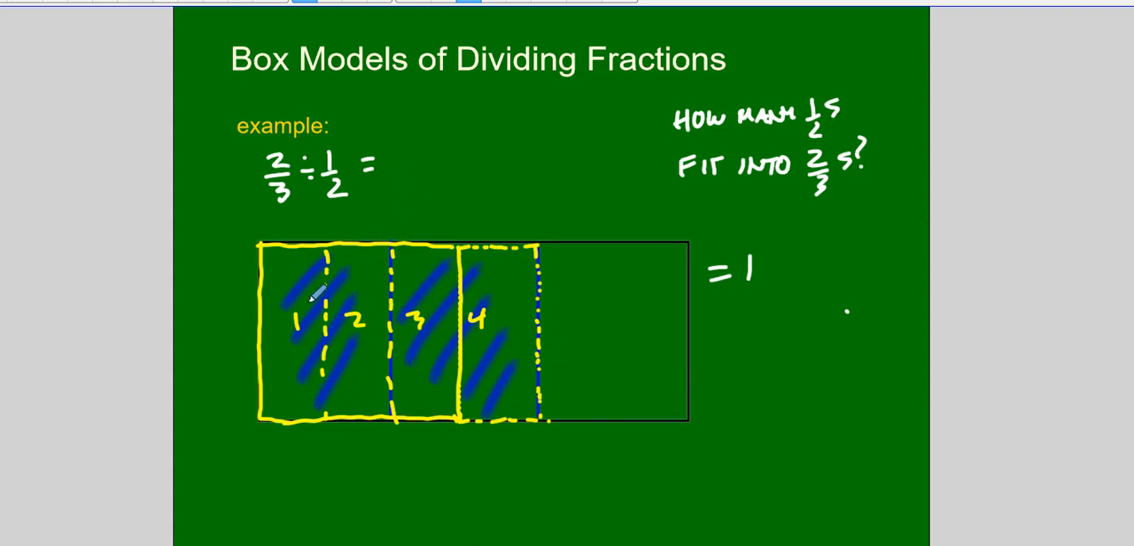So the answer is going to be 1/3, 2/3, 3/3, 4/3. So the answer is 4/3. Using the algorithm, that's going to be 2/3 divided by 1/2. You change that division to multiplication, and you take the reciprocal, and we get 4/3 that way.